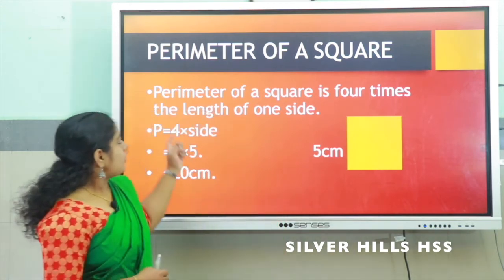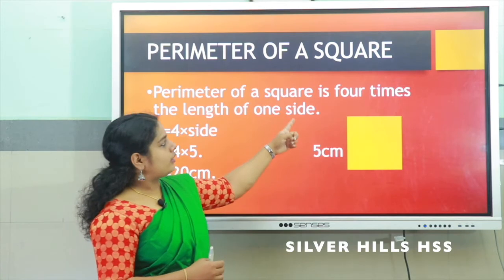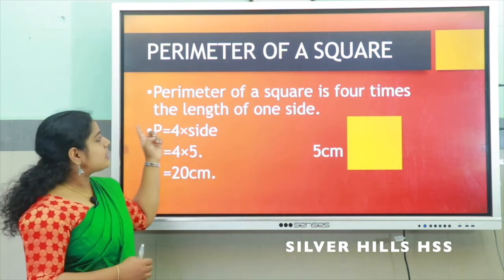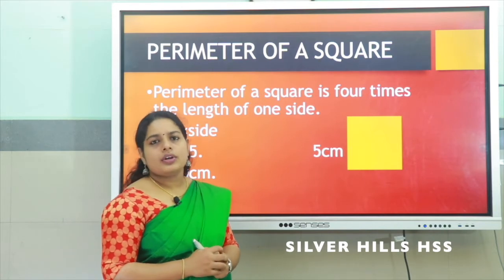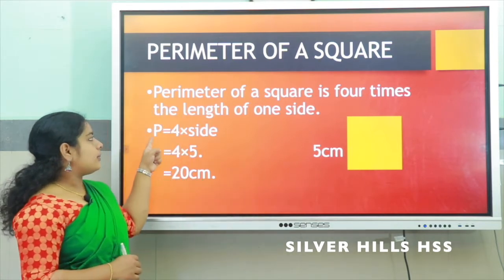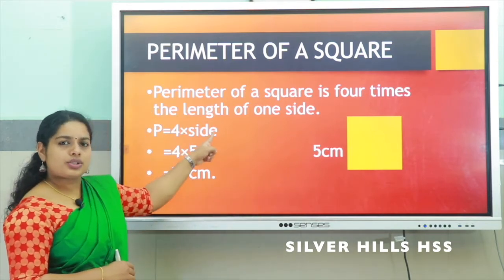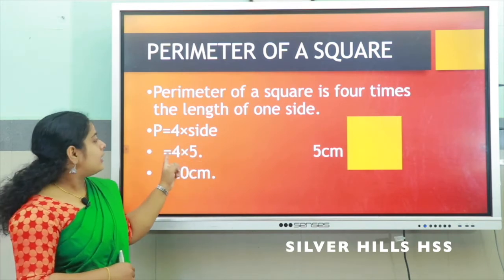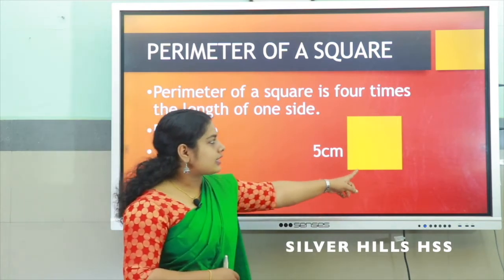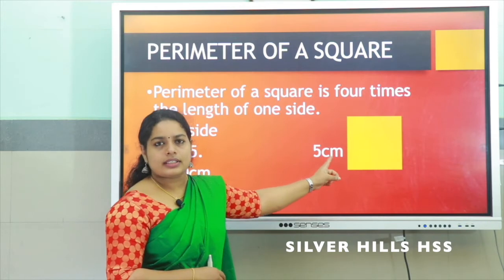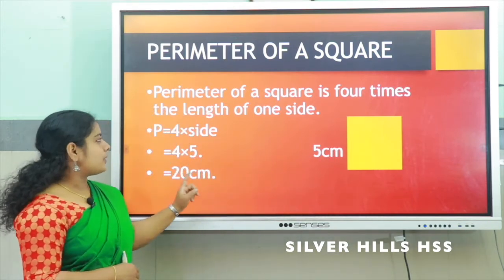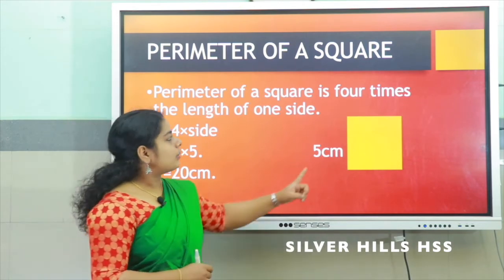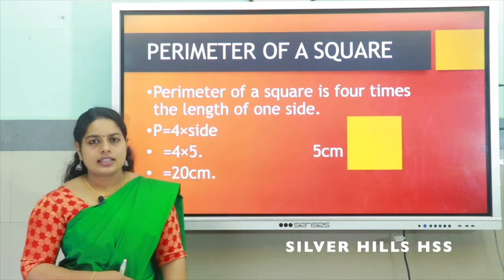Similarly, the perimeter of a square is 4 times the length of one side. That means perimeter P is equal to 4 into the side of the square. And here in this, the side of the square is 5 centimeter. So 4 into 5. And 4 into 5 is 20 centimeter. So perimeter of the square is 20 centimeter.